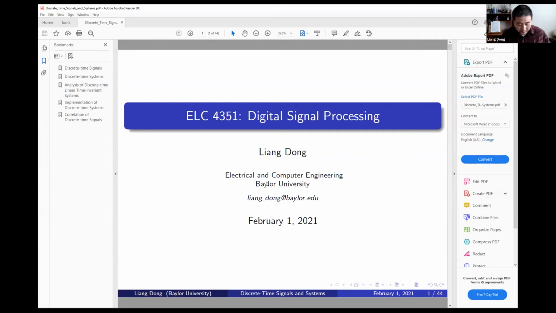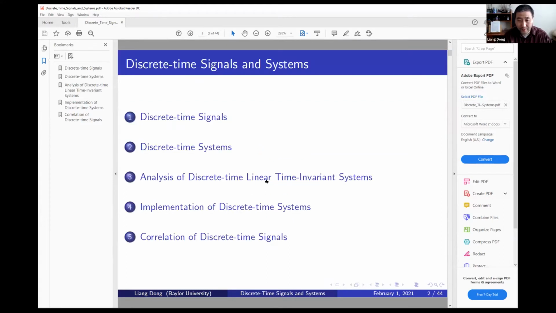So in today's lecture, we are going to continue with the chapter on discrete time signals and systems. There are 5 parts I want you to know from this chapter. The first one is discrete time signals. The second is what a discrete time system is. Then analysis of a discrete time linear time invariant system. Understand the concept of a linear time invariant system. Then the fourth is implementation of discrete time systems. And the last is the correlation of discrete time signals.